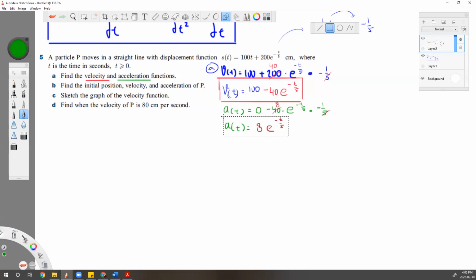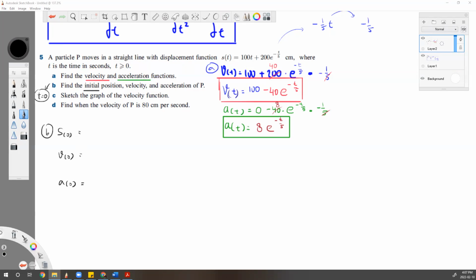So question 5a requires the basic knowledge of derivatives. Now B, find the initial. Initial is when t equals 0, right? Initial, the first position. So for B, we have three parts: s(0), v(0) and a(0). So you can just substitute t by 0, but we don't want to waste time.